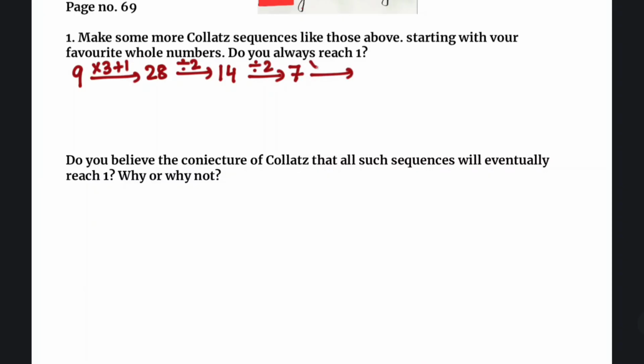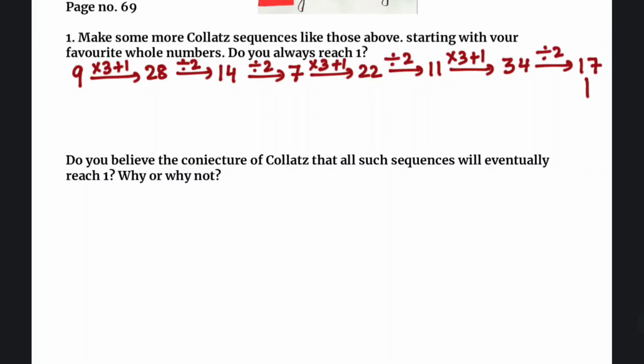7 is an odd number, so multiply by 3 plus 1, so it is equal to 22. 22 is an even number, divided by 2 is 11. 11 into 3, this is an odd number, plus 1, 33 plus 1 is 34. 34 is an even number, so divided by 2, we are getting 17. 17 is an odd number, so multiply by 3 plus 1, so we are getting 51 plus 1 is 52. 52 is an even number, divided by 2 is 26. 26 divided by 2, again an even number, is 13.